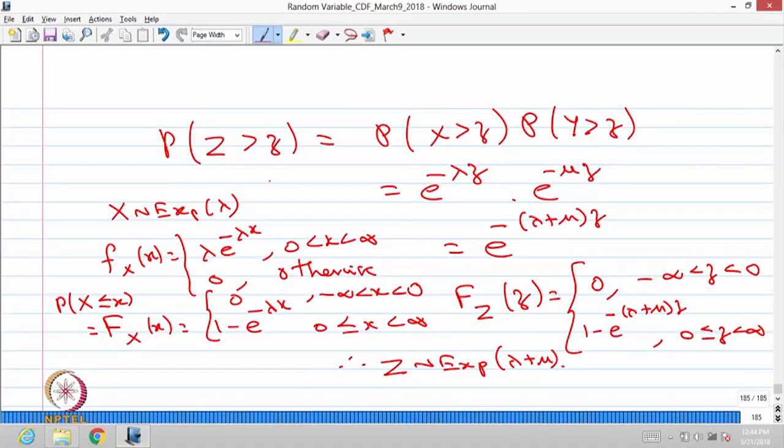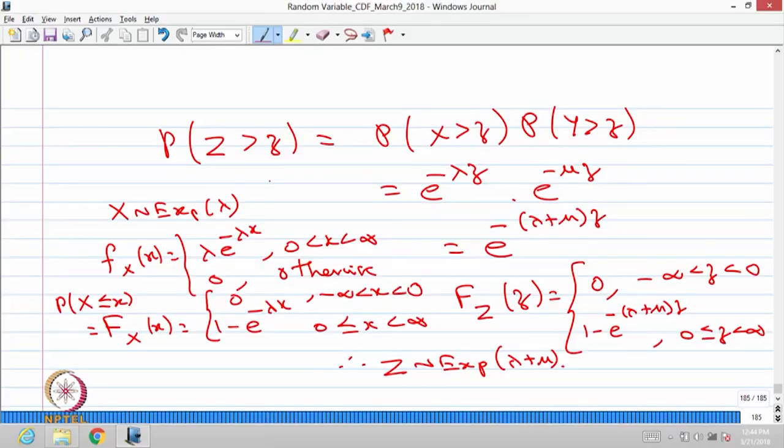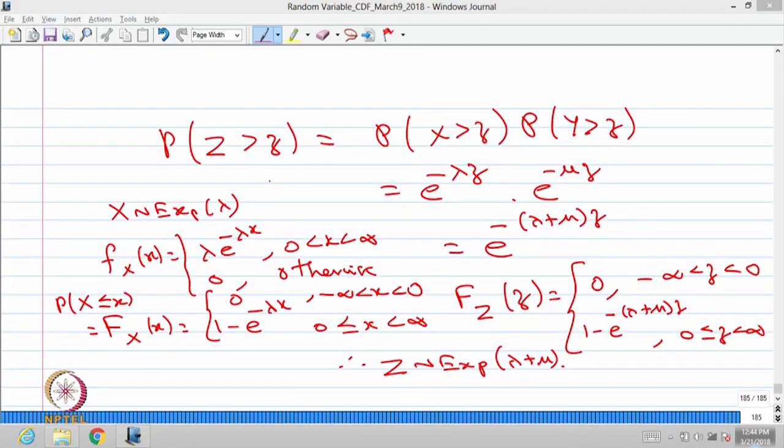When two different random variables have distributions of the similar form, then you can conclude both the random variables have similar distributions. So, here z is going to be an exponential distribution with the parameter lambda plus mu. So, the observation is whenever you have two independent exponential distributed random variables, then the minimum of independent exponential distributed random variables is again an exponential distribution.